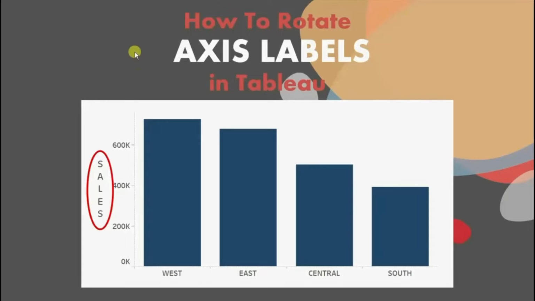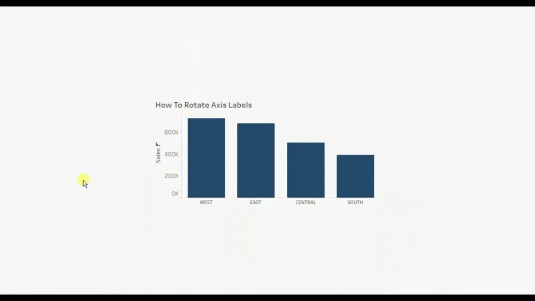In today's session we will see how to rotate axis labels in Tableau. Let me first show you the demo of what we will be doing today. You might have observed that whenever we create any chart in Tableau, then the axis label comes in vertical form and is read from bottom to top. So here the axis label that is visible on the chart is sales. It might be difficult for few users to read these axis labels. Now let's jump to Tableau and see how can we rotate these axis labels to make them easily readable.